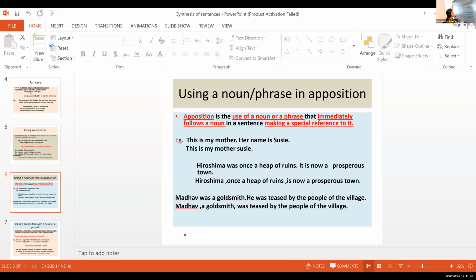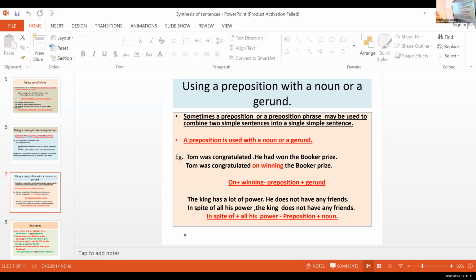So now look at the board, kids. We are using the phrase or a noun in a position. Okay, so Mother, a goldsmith, was teased by the people of the village. Up to here we discussed, right? So these are the few methods to combine two simple sentences into another simple sentence. Okay, now you are familiar with the word gerund. Gerunds are the ing forms, right? So using a gerund, using a preposition along with the gerund or a noun, we'll be able to combine two different simple sentences into another simple sentence.